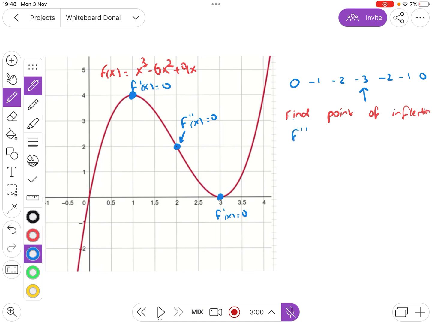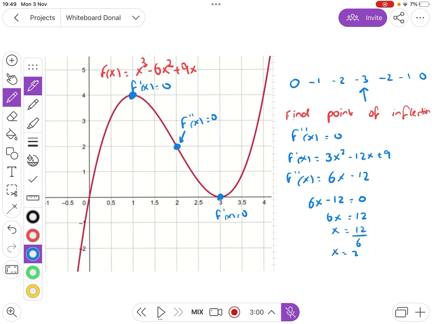What we're going to do is we're going to say our second differentiate equals 0. So I'm going to get my first differentiate from my function up here at the top. My first differentiate is going to be 3x squared minus 12x plus 9. My second differentiate is going to be 6x minus 12. So I'm now looking for my second differentiate to equal 0. So 6x minus 12 equals 0, and I'm just solving like normal.